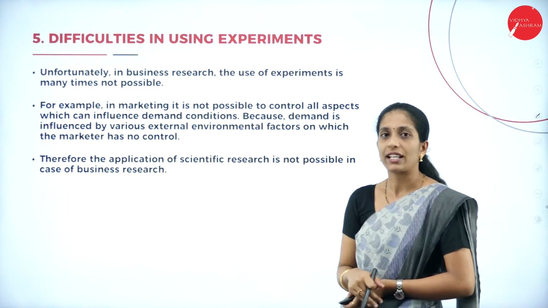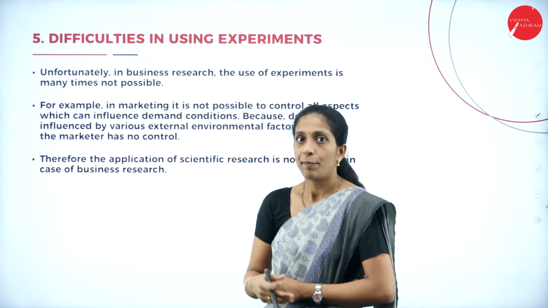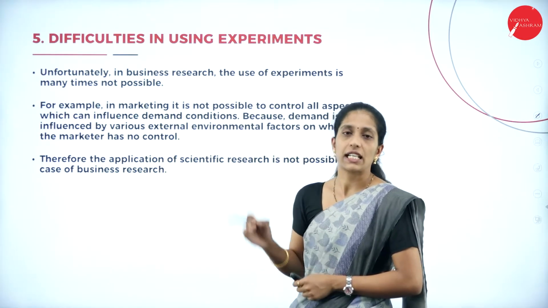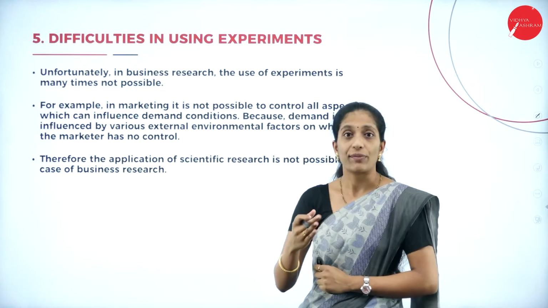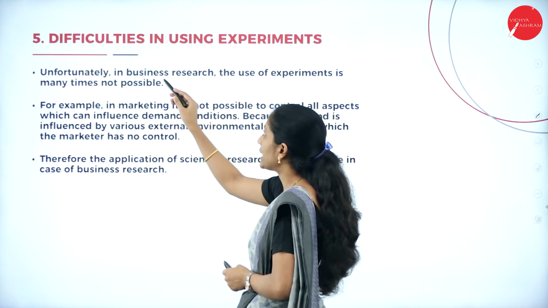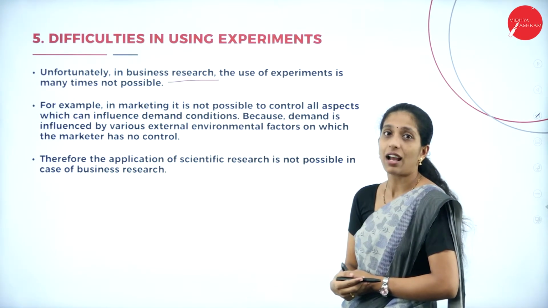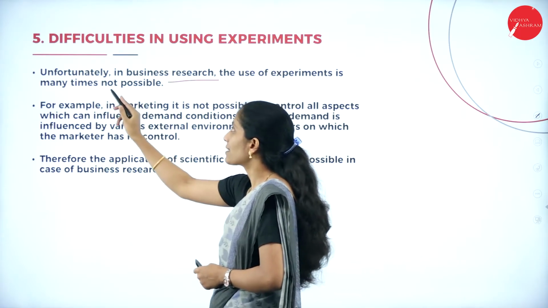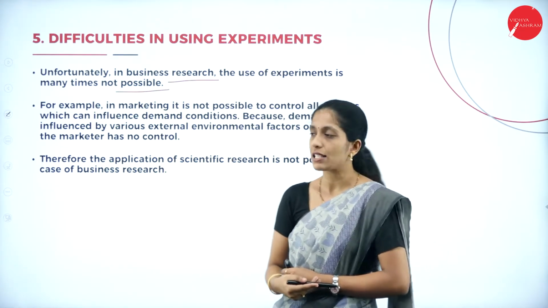Next one is difficulties in using experiments. We know that under scientific research, it is very easy to go for an experiment. But it is very difficult in the case of business research. We cannot go for an experiment where we can't get the exact result. Unfortunately, in business research, the use of experiments is many times not possible.